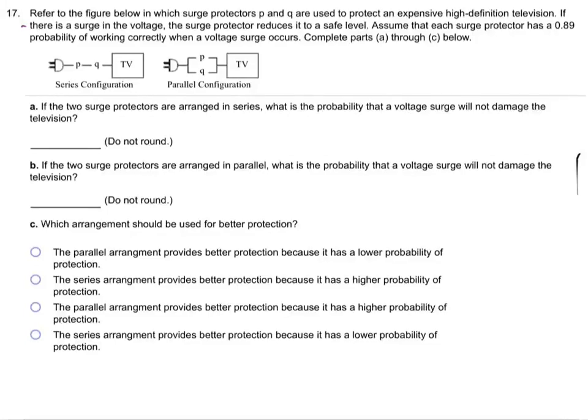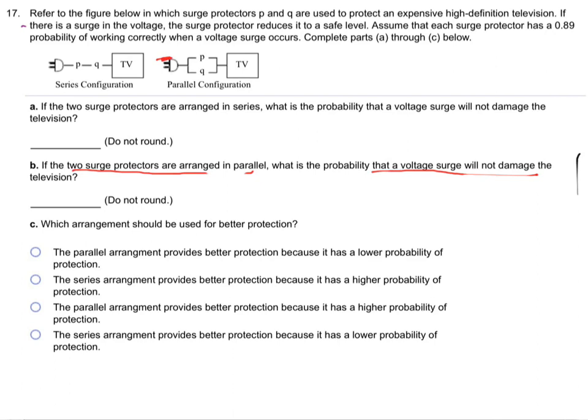So now part B is going to be a little different. It's asking us the same question, but it's asking for the parallel. If the two surges are in parallel, what's the probability that it will not damage? So now, what's the deal with parallel? We'll look at the parallel.